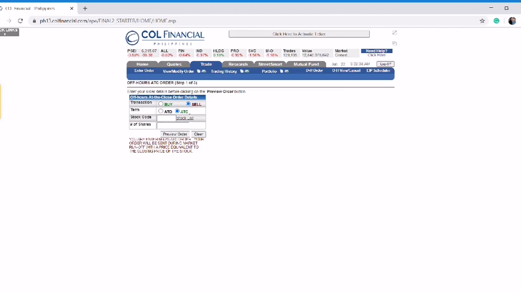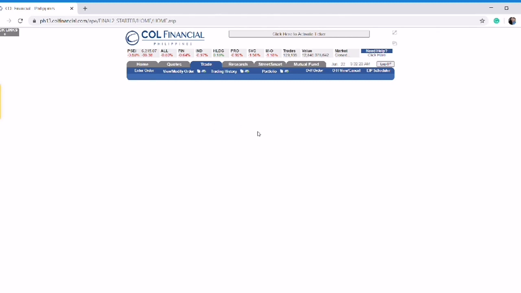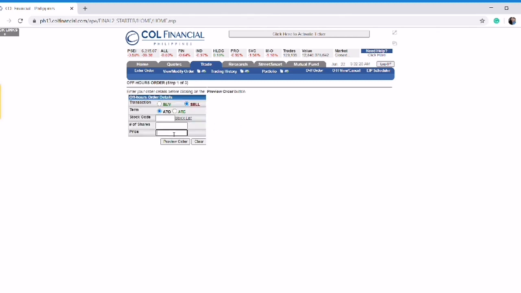So, if pinindot mo to, magiging equivalent ng price na bibilhin mo o ibebenta mo, yung price once na nag-close na yung market. Okay? Ito naman, pag na-hit lang yung price na gusto mo. Yun yung pagkakaiba nila. Ito may price, di ba? Ito naman, wala siyang price, kasi ang pagbabasehan niya yung huling price pagka-close ng market, equivalent to the closing price of the stock.